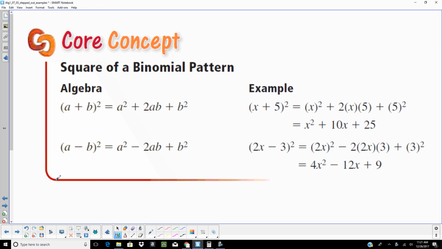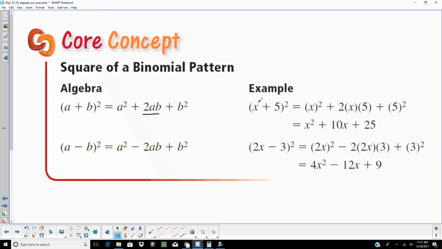So, first one is if you have (a plus b) quantity squared, square the first term. Multiply the two terms together and double it. That's where the 2ab comes from. Square your last term. If you were to FOIL it out, you get the exact same thing. But if you recognize that as a special perfect square, it makes your life a lot easier. So, same thing if it's a difference. Square the first one, multiply the two together, double it, square the last one.